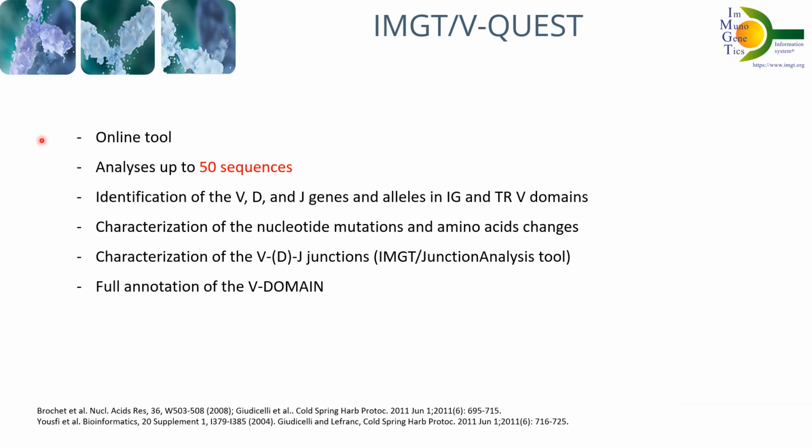IMGT-QUEST is an online tool which allows you to analyze up to 50 nucleotide rearranged sequences of immunoglobulin and T-cell receptor per run from genomic DNA or cDNA data. This tool compares user sequences with IMGT reference directory sets for the identification of V, D, and J genes and alleles, the evaluation of mutations and amino acid changes, the analysis of the junction with the incorporated tool IMGT JunctionAnalysis, and finally the full annotation of the V-domain.